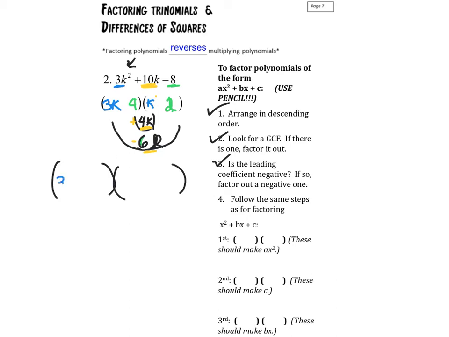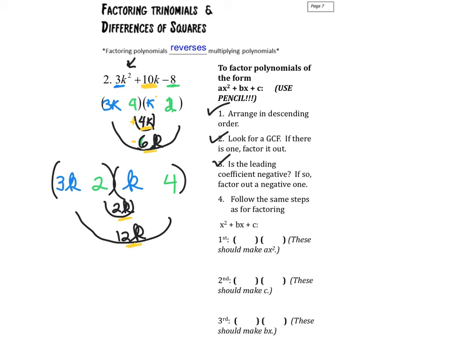I am going to go with 3k and k now. And instead of 4 and 2, I'm going to switch it and do 2 and 4. Let's see what we get. Inner loop and outer loop. This gives me 2k. And this one gives me 12k. Well, I need both of these to come up to my middle term, which you can see at the top is a positive 10k. So 2k and 12k, in order to get a positive 10.